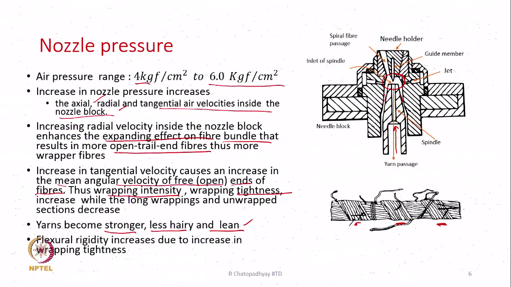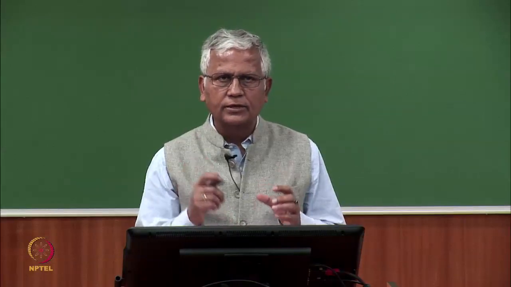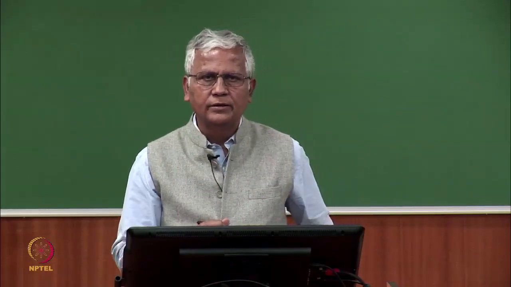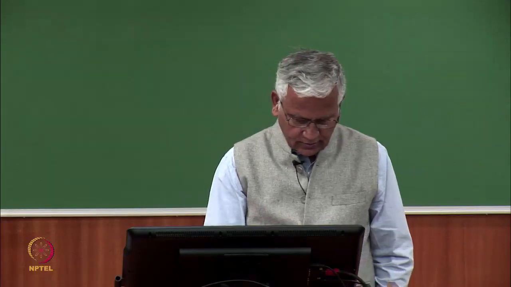And if we have tight wraps, automatically it means flexural rigidity is going to increase, and the yarn will be difficult to bend. These are the wrapper fibers, and they are going to tightly hold the core, and therefore the relative movement between the fibers within the core is going to be difficult when you try to bend the yarn. So, the yarn is going to be quite rigid in nature. It is difficult to bend in comparison to other yarns.